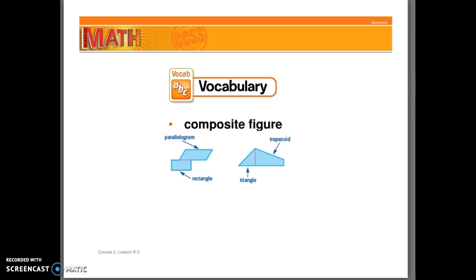First, we need to define some vocabulary. A composite figure is made up of two or more shapes. So you can see in this example that this shape is made up of a parallelogram and a rectangle. This composite figure is made up of a triangle and a trapezoid.